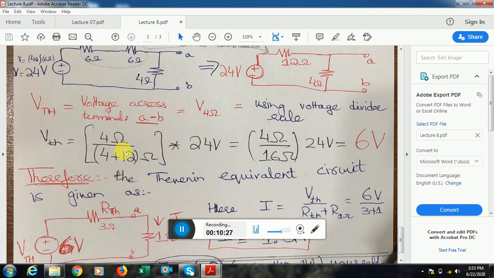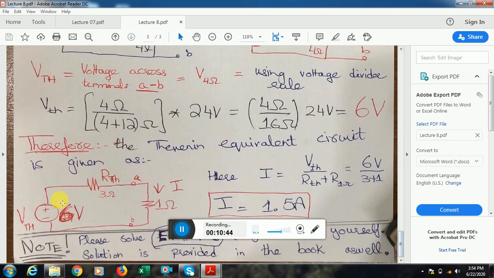We have two resistances, 12 and 4. I have to find the voltage across the 4 ohm, so that's why it's in the numerator, divided by the sum of the resistances, into the applied source. This is how I get 6 volt. Now you can see that I found the Thevenin equivalent. The Thevenin voltage is 6 volt. R Thevenin is 3 ohm, and I have the load resistance which is 1 ohm.